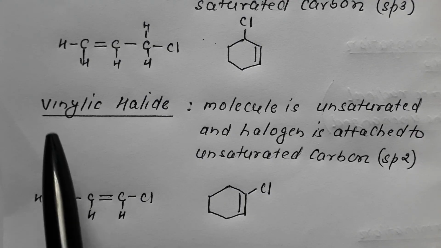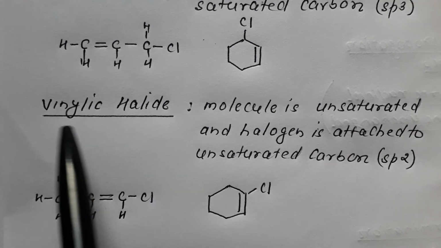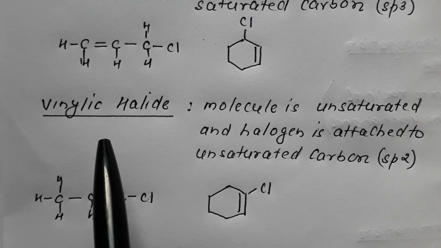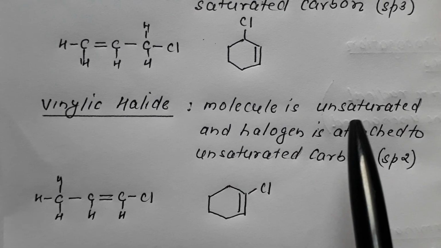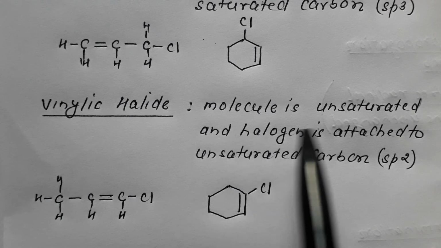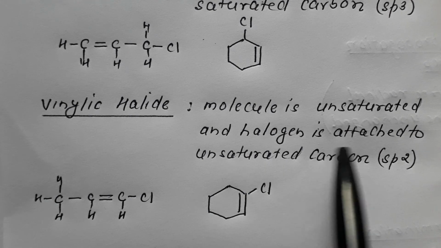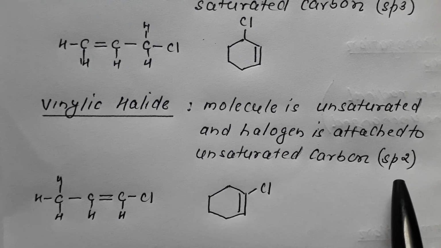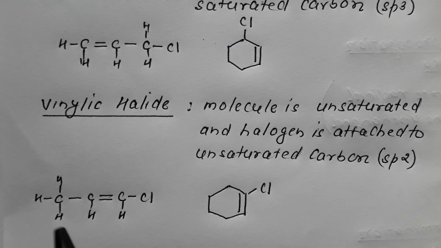Let us discuss the vinylic halide. Vinylic halides are also unsaturated compounds. The molecule is unsaturated and the halogen is attached to an unsaturated carbon, that is, a carbon which is sp2 hybridized. Say this molecule: CH3-CH=CHCl. This molecule is unsaturated, yes, due to the presence of a double bond.